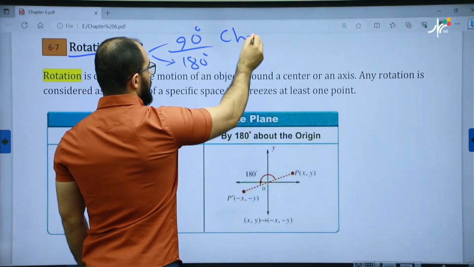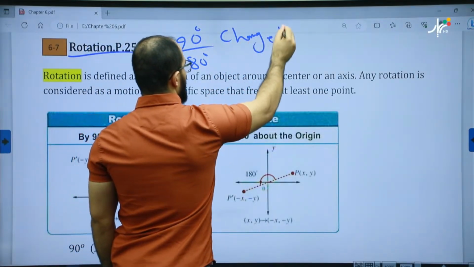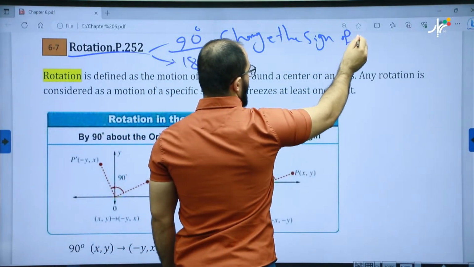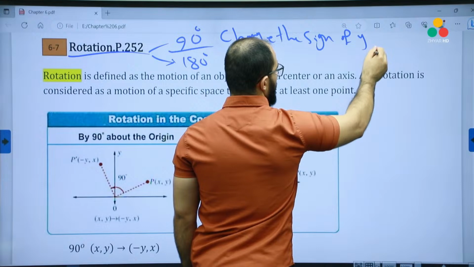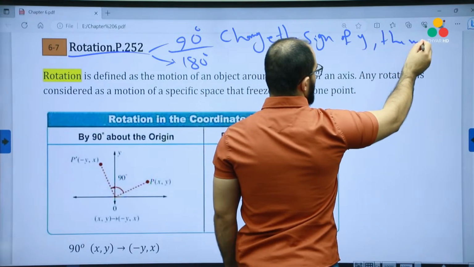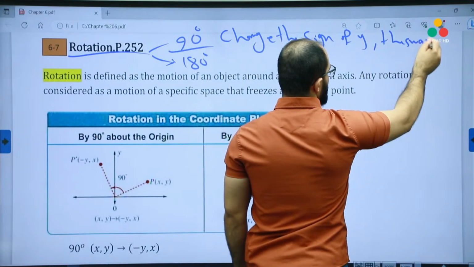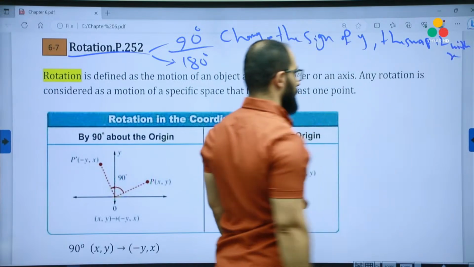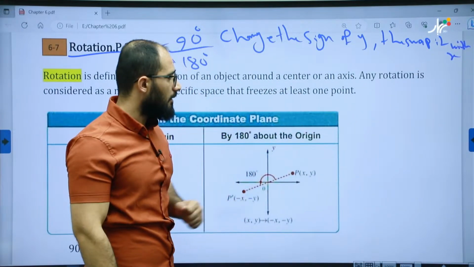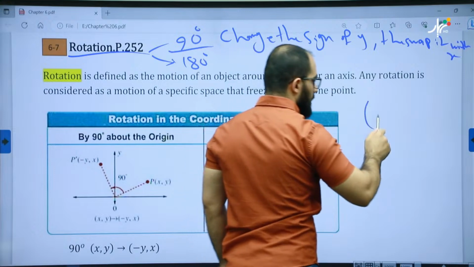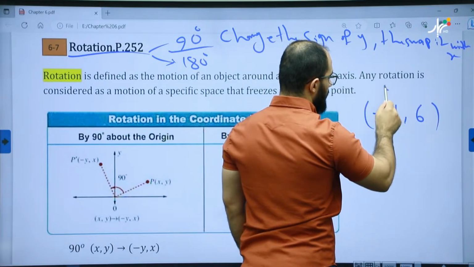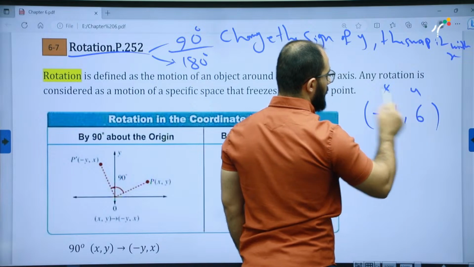Change the sign of y, then swap it with x. What does it mean? Let's say we have a point, -4 and 6. This one is x and this one is y.